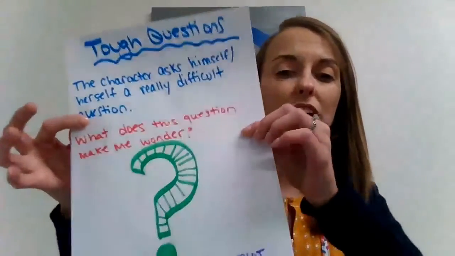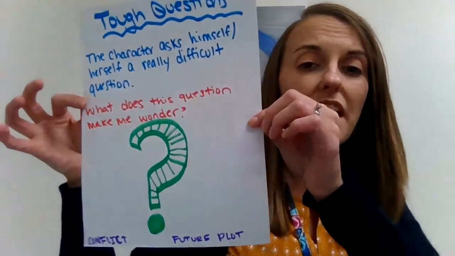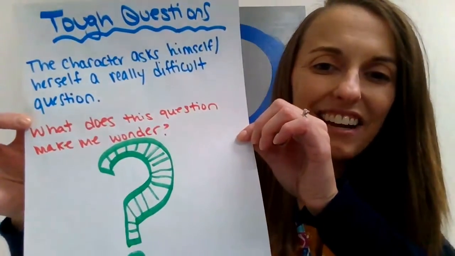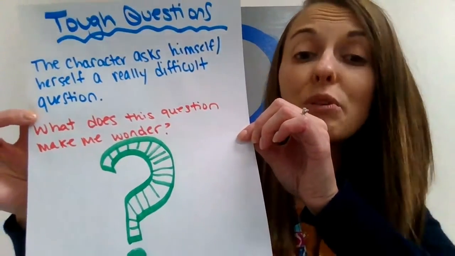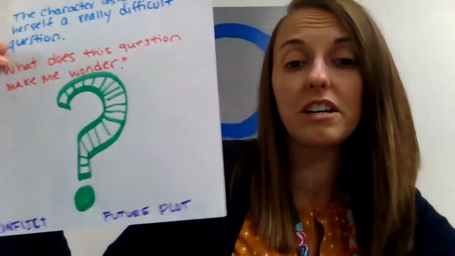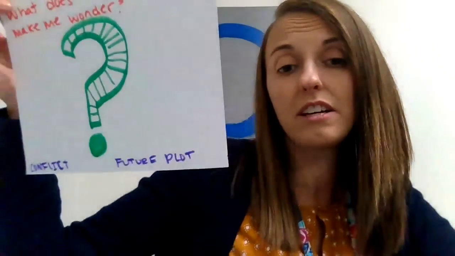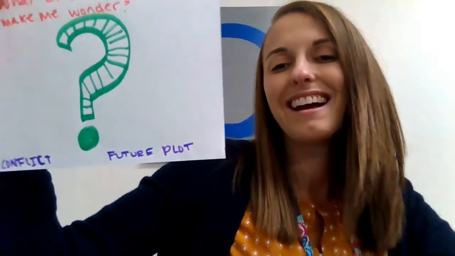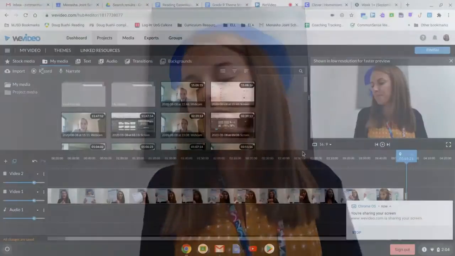And then the last one is tough questions. A tough question is when the character asks himself or herself a really difficult question. And then I would think, what does this question make me wonder? So thinking about conflict, future plot. And it's not just like, I wonder what I'm having for dinner tonight. It's, why doesn't that person like me? Like a tough, deep question.